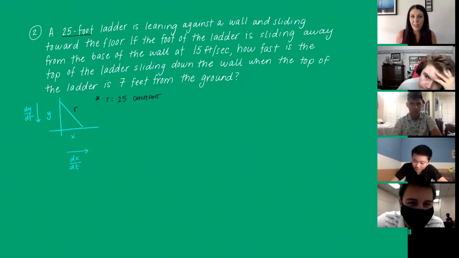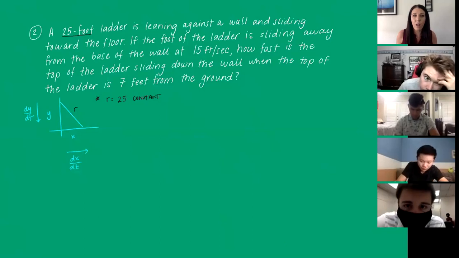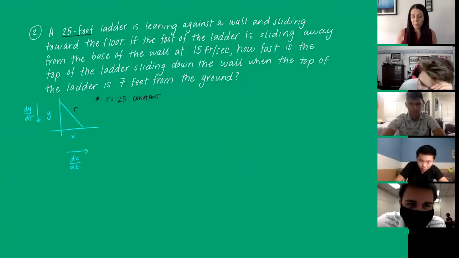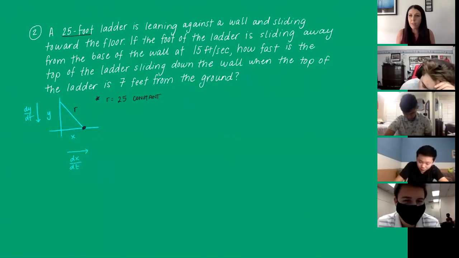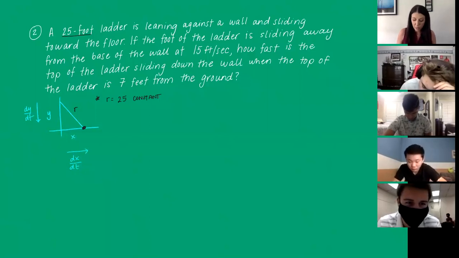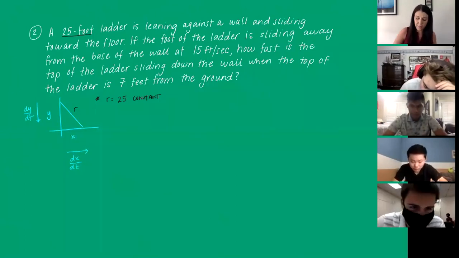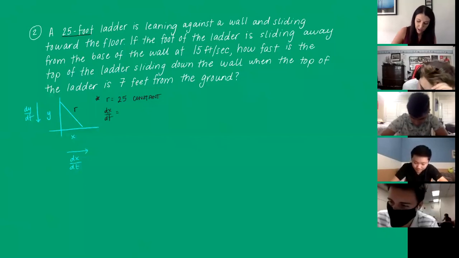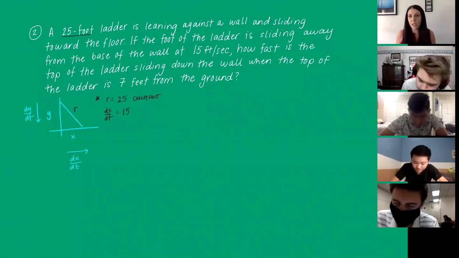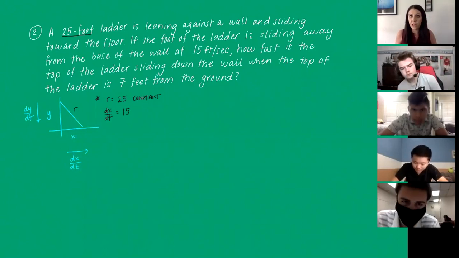For the x? So it says if the foot of the ladder is sliding away from the wall at 15 feet per second. So what information would that be? The dx over dt. Perfect, exactly right. So we're talking about this part of the ladder sliding away from the wall, right? And it's a rate because it's in feet per second. So that's our dx over dt equal to 15. And again, I'm going to leave my units off of my list of information to start.